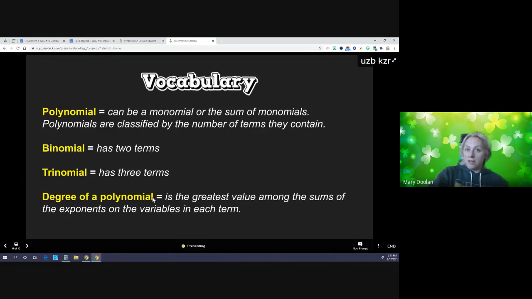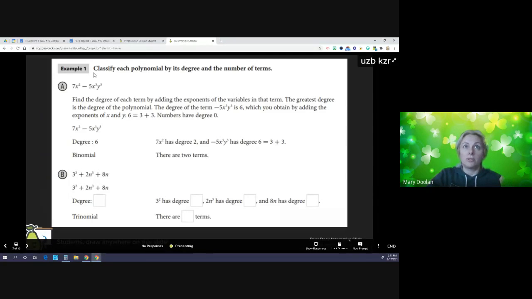The degree of a polynomial, this is just a number. The degree of a polynomial is the greatest value among the sums of the exponents on the variables in each term. That's a mouthful. Let's look at what that is. So, example here, we're going to classify each polynomial by its degree and the number of terms. Here's the first one: 7x squared minus 5x cubed y cubed.